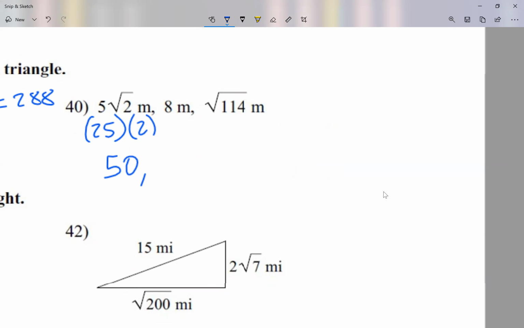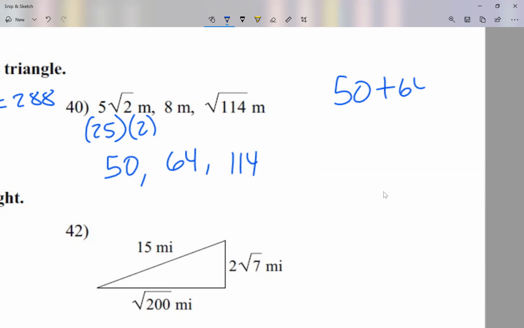Now 8 squared is 64. The radical 114 all squared is 114. Right? You just get the number on the inside. Now let me add the two small values, 50 plus 64, and I'm wondering if this is equal to 114. 50 plus 64 is 114. So yes, this is a right triangle.